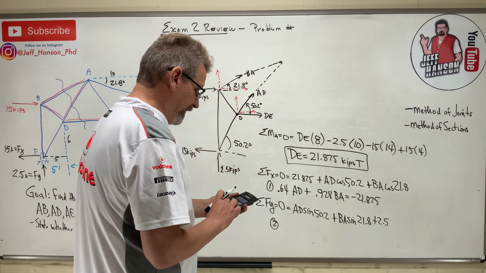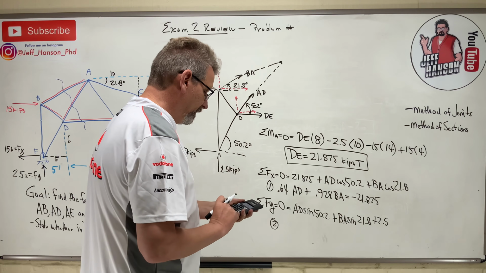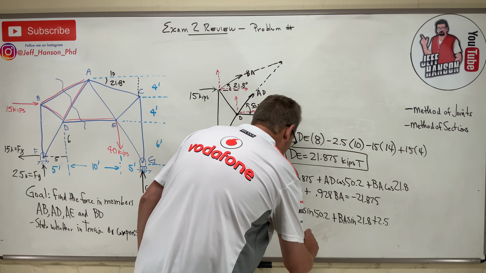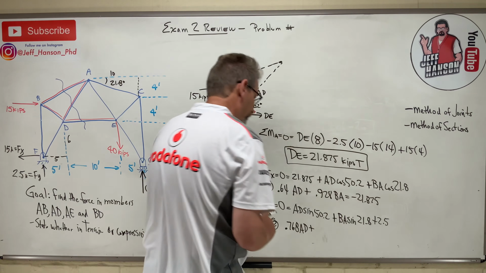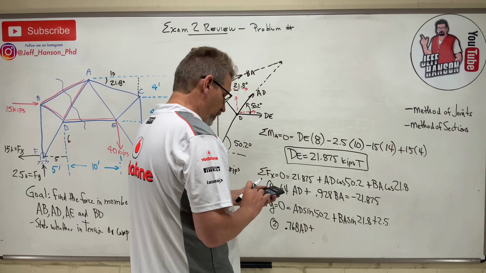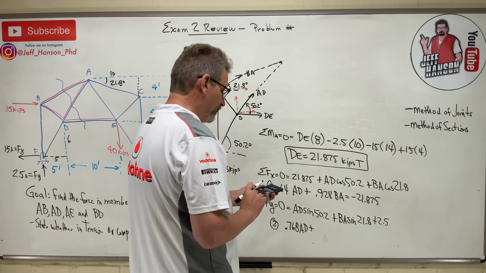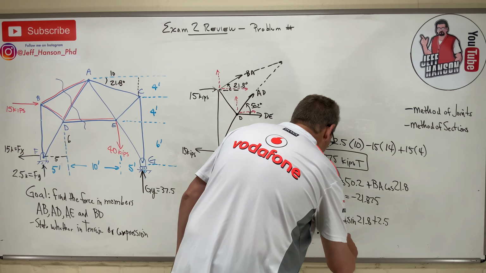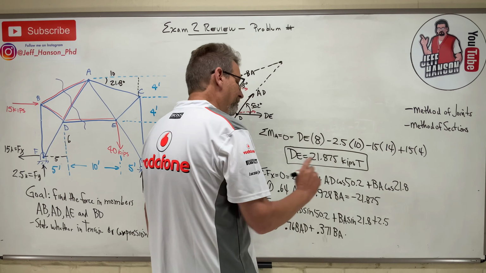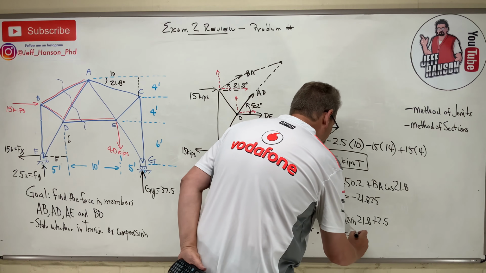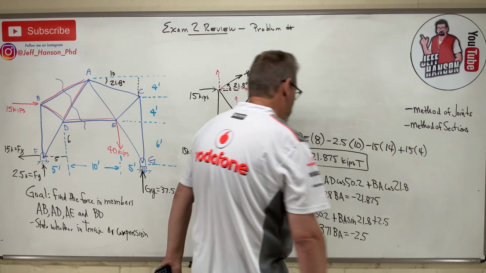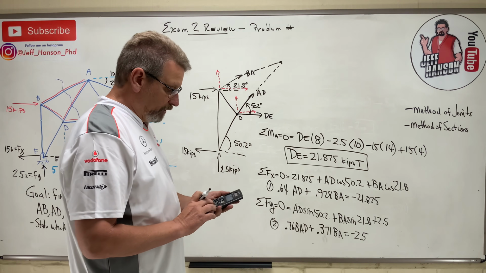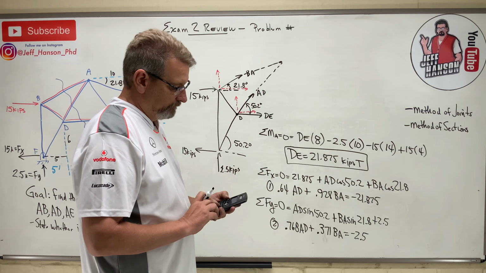The sine of 50.2 is 0.768, plus the sine of 21.8, 0.371, and then minus 2.5. Okay? So there's equation 1, equation 2. Let's put that in our system solver, and then we'll have all the answers.